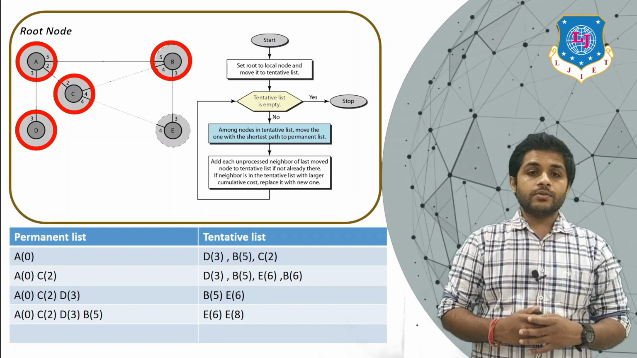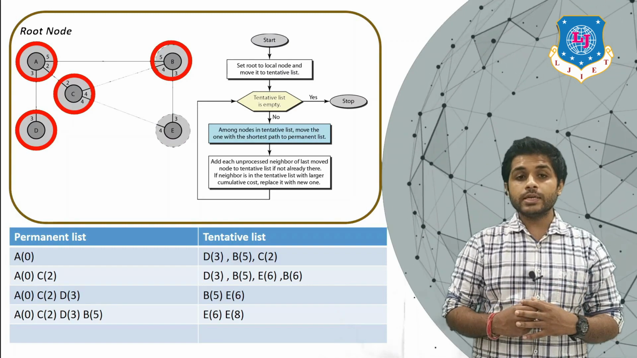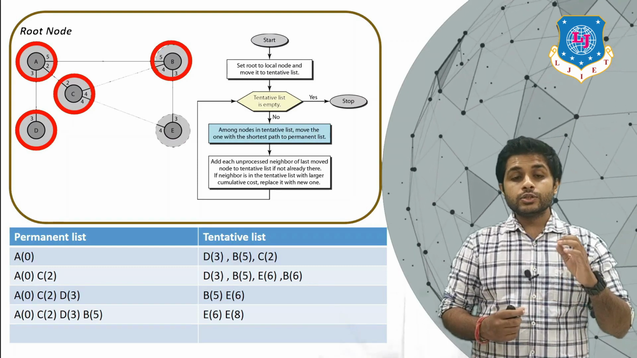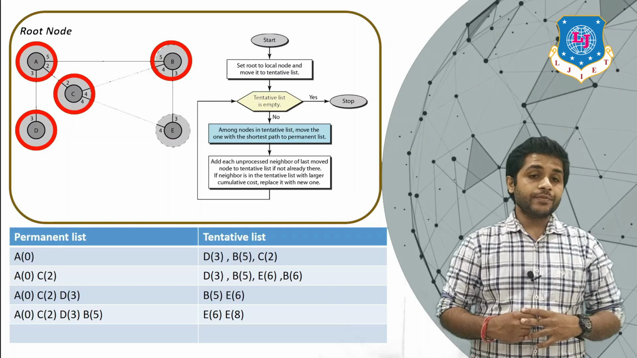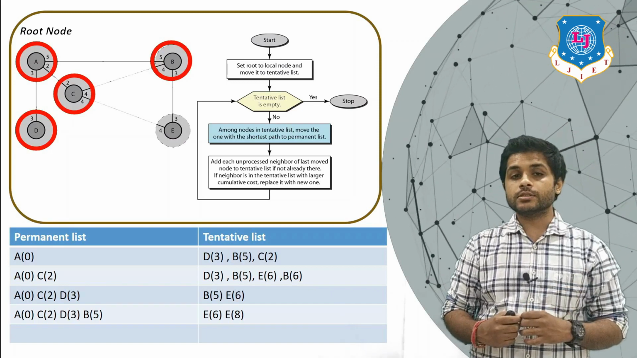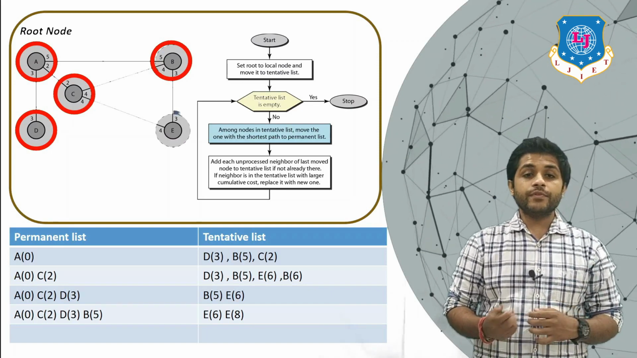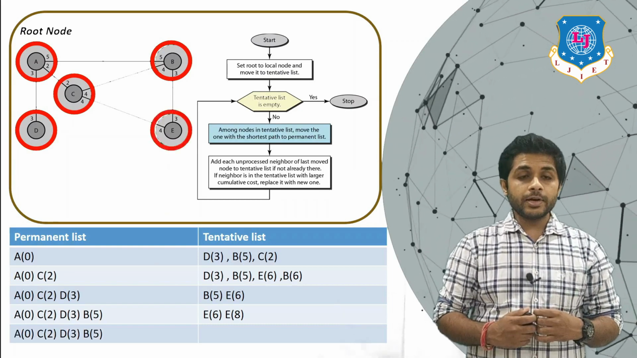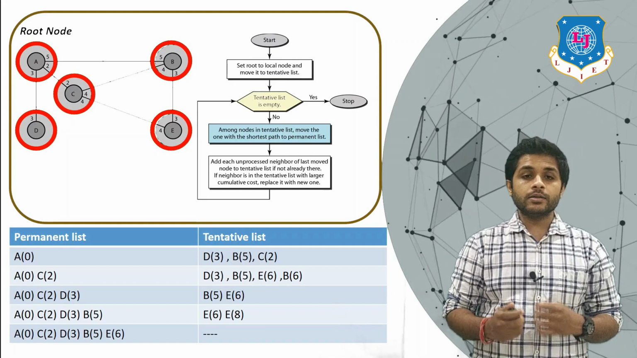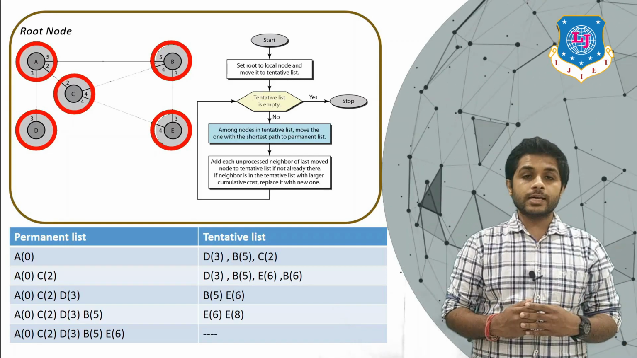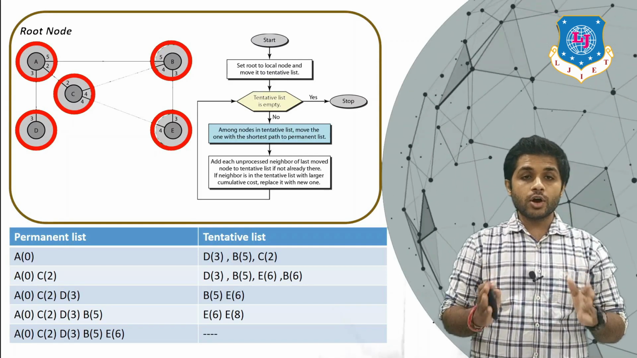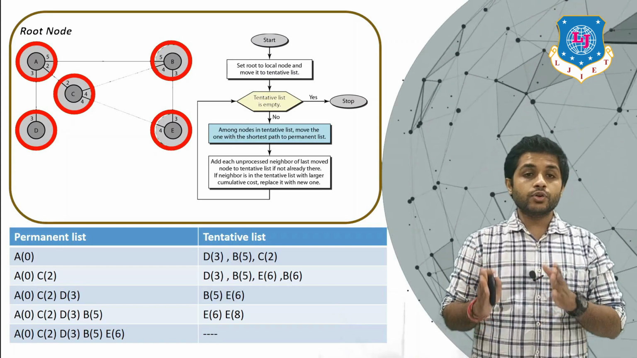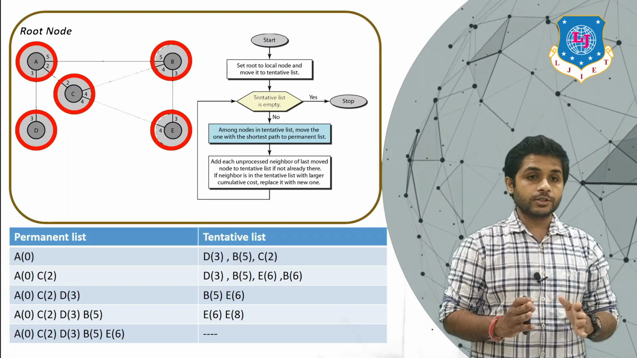After that, we are having two values for E. You know that whenever we find two values for the same node, we will consider the shortest distance. So after that, we will move E6 from the tentative list to the permanent list, and as you can see, the task is complete, and we have to stop when there are no entries left to move from the tentative list to the permanent list.